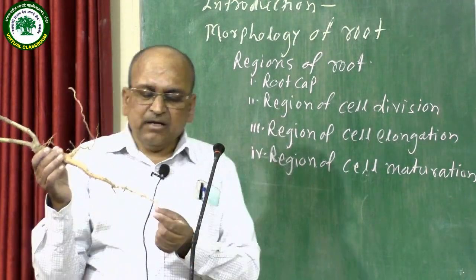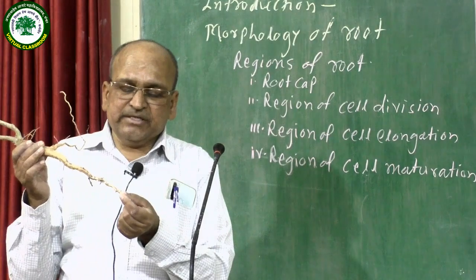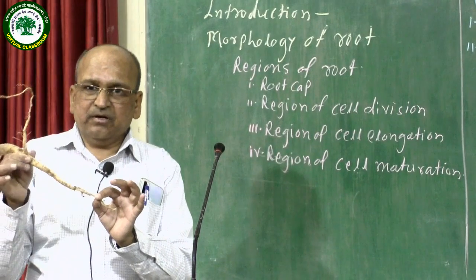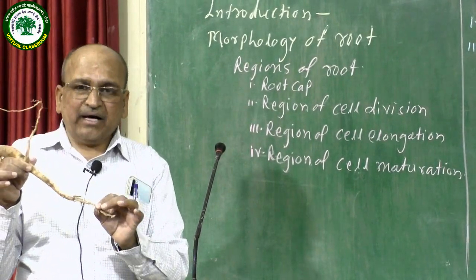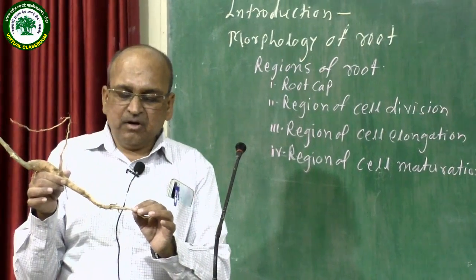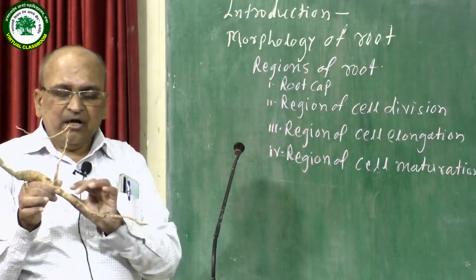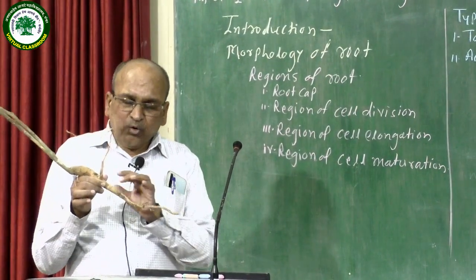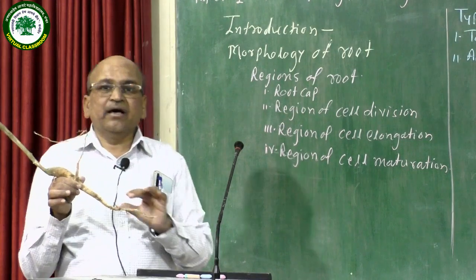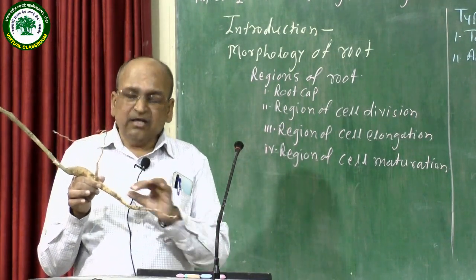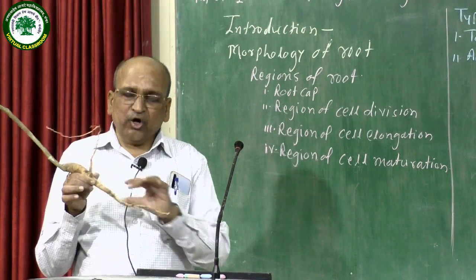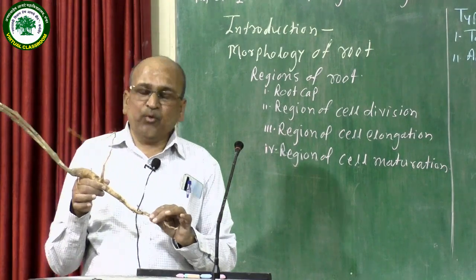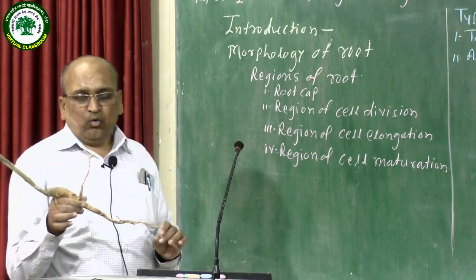Third region is known as the region of cell elongation. Just behind the region of cell division, there is the region of cell elongation. This part is the larger part in the root. The main function of this region of cell elongation is the increase in size of cells. This region shows the cell elongation and the root elongation. So this region is a very important part of the root.